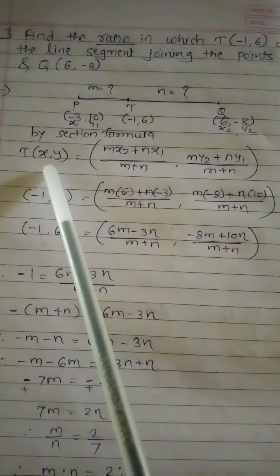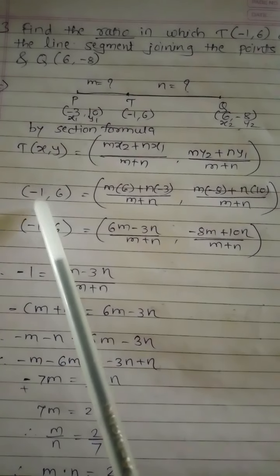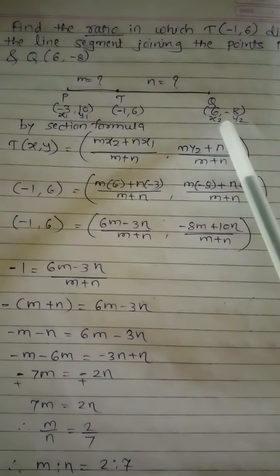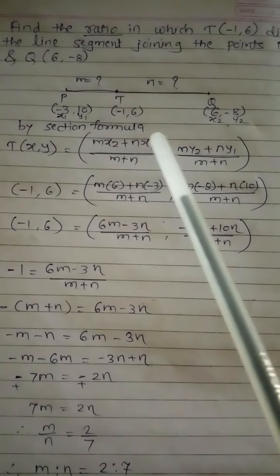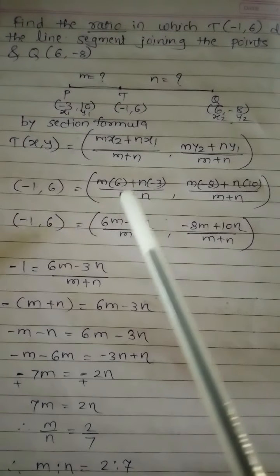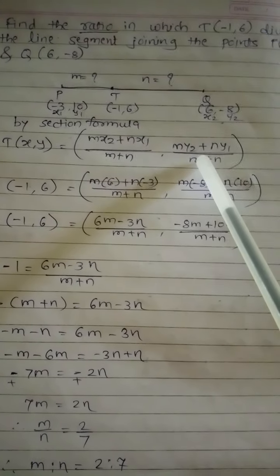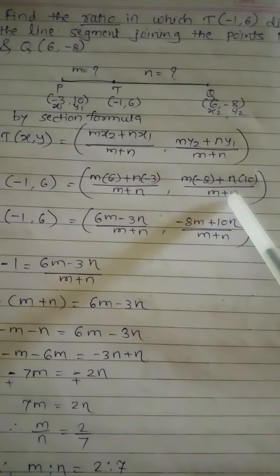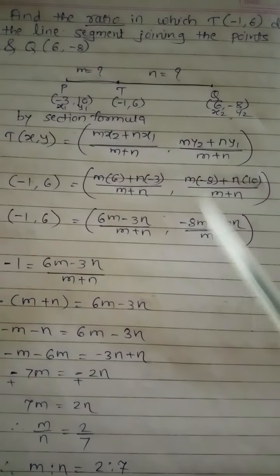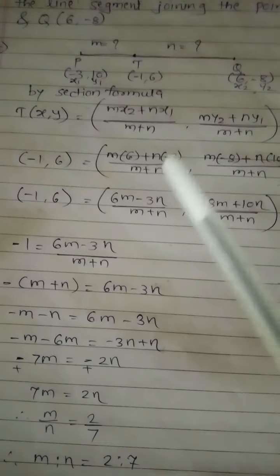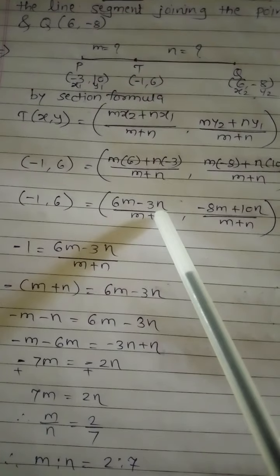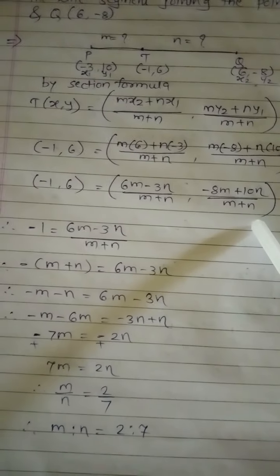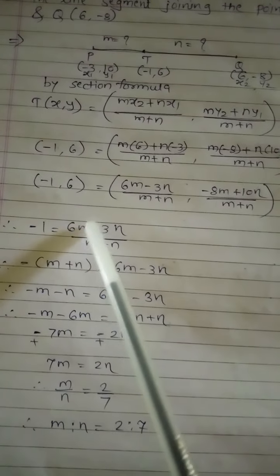You put down the values: xy is given as (-1, 6). I am just putting the values. Here m as it is, x2 is 6, plus n as it is, and the value of x1 is -3, upon m plus n as it is. Next, my2: m as it is, y2 is -8, plus n as it is, and y1 is 10, upon m plus n as it is. Now by solving this we get (6m minus 3n) upon (m plus n) and (-8m plus 10n) upon (m plus n).